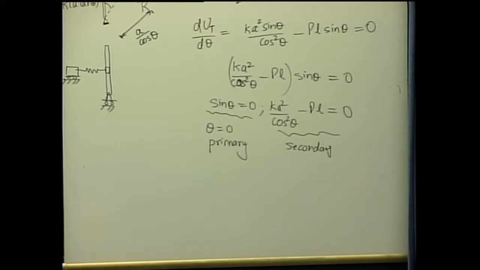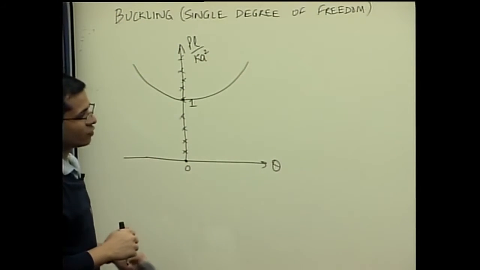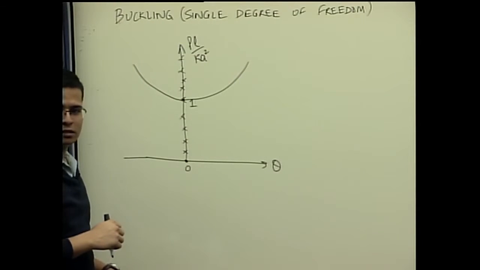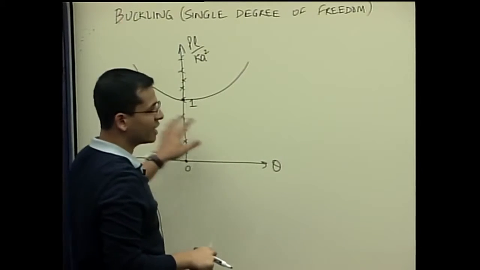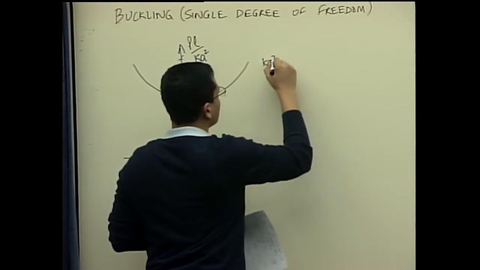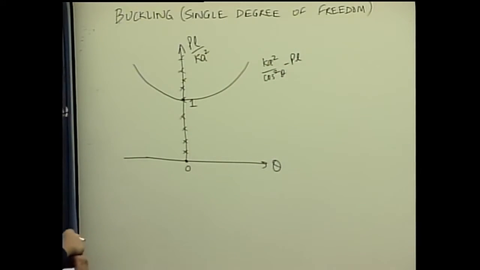And let's say if this is 1, then that's the graph for 1 over cosine square theta. Okay, so this is our secondary path. These are all the points which satisfy the second equation, Ka square over cosine square theta minus PL. So we don't know whether our secondary path is stable or not. If we have to find that out, we have to take the second order differential of potential energy with the degree of freedom theta, right?